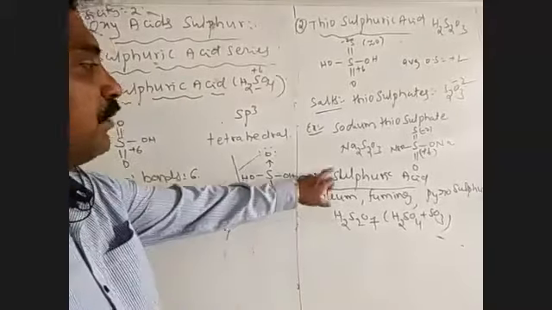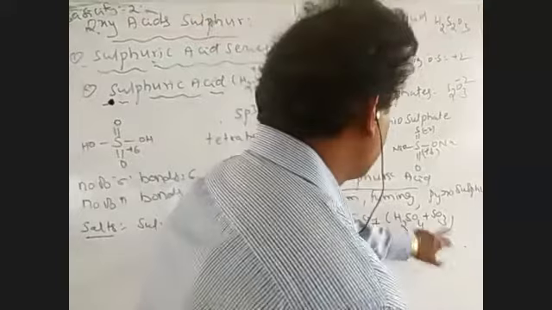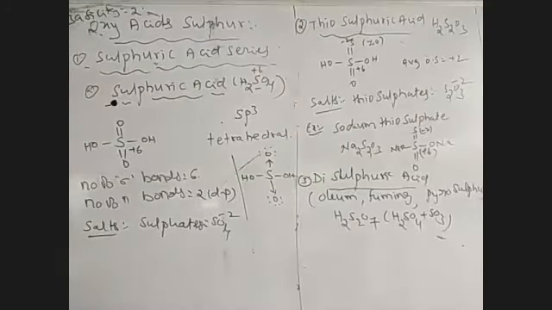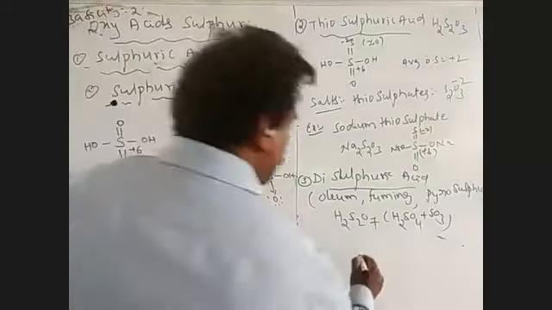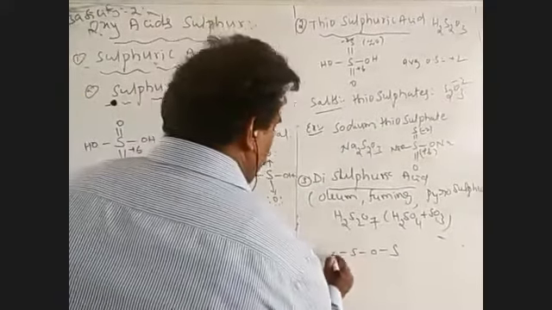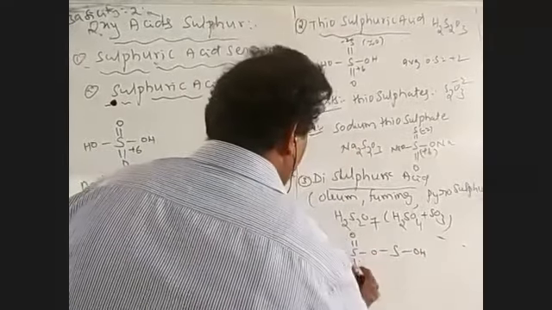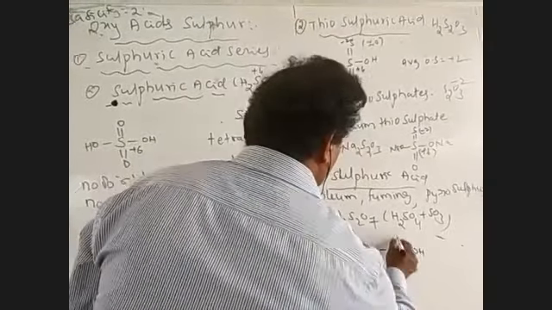Here the commercial name of disulfuric acid is oleum. Oleum is the combination of H2SO4 plus SO3, that is H2S2O7. Here an S-O-S bond exists, and the basicity of this acid is two, with two OH groups. Three double bonds exist on each sulfur.